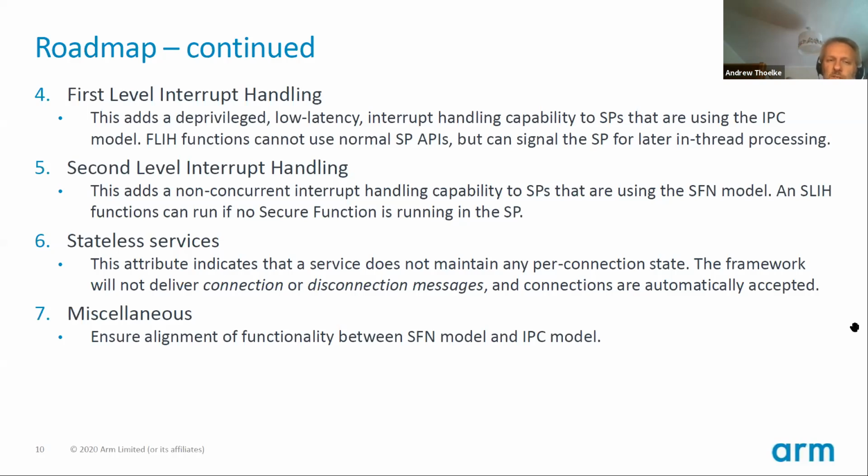So the idea is that a service can mark itself as being stateless, or some attribute like that, which indicates, please don't send me a connection or disconnection message, just do it all in the SPM. The final step is mopping up any other missing alignment issues between the IPC model and the SFN model. And that's the outline of the roadmap.